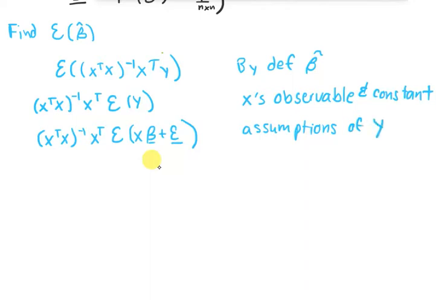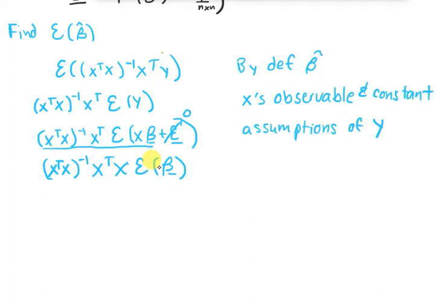Again, because expected value has linear properties where we can break up the expected value linearly, and we know the expected value of epsilon is 0, this term actually just becomes 0. So we only have to worry about this side. We can pull out the X again for the same reason as before, because the X's are observable, and in this case they are constant.